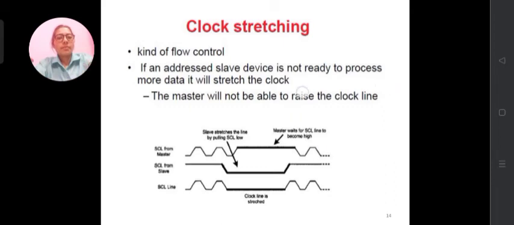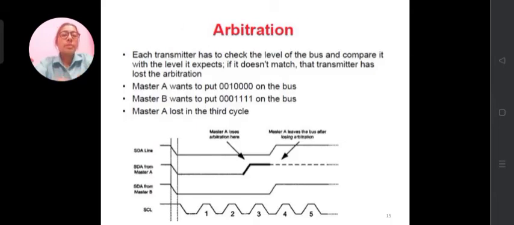Arbitration. Each transmitter has to check the level of the bus and compare it with the level it expects. If it doesn't match, the transmitter has lost the arbitration. If master A wants to put 0010000 on the bus and master B wants to put 0001111 on the bus, master A loses in the third cycle. This is called arbitration. From the figure we can clearly see that.